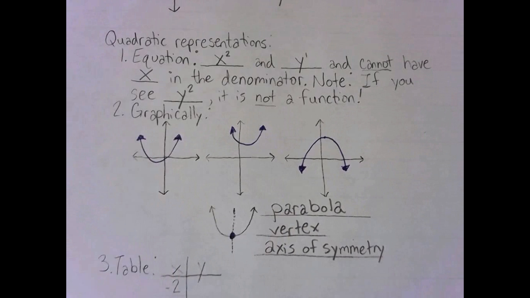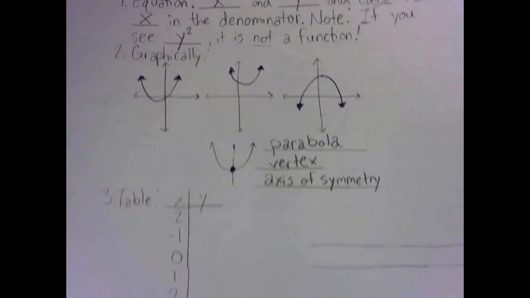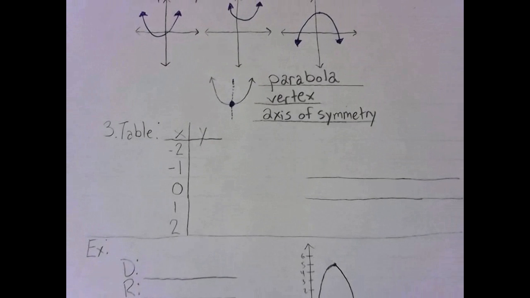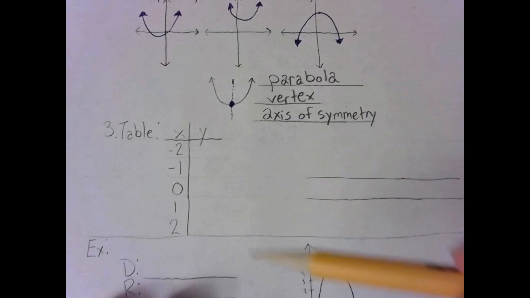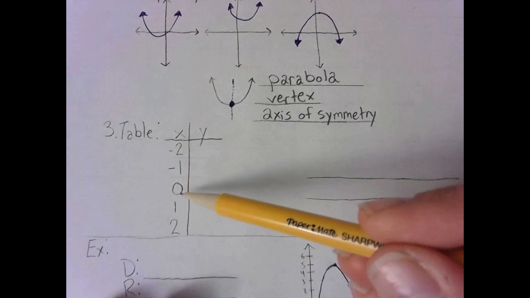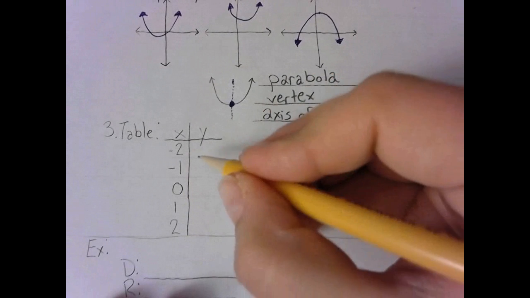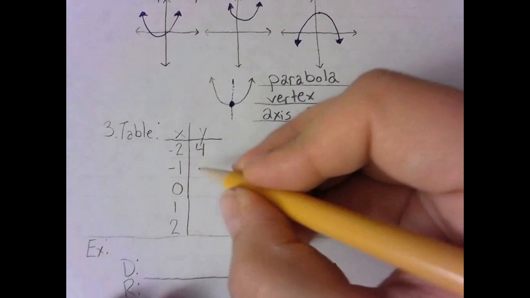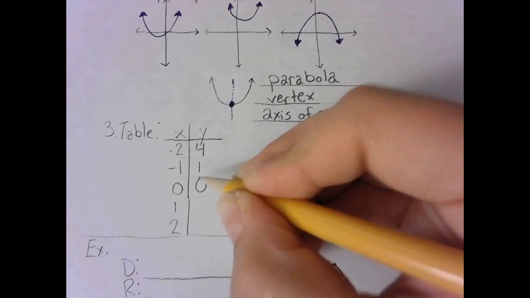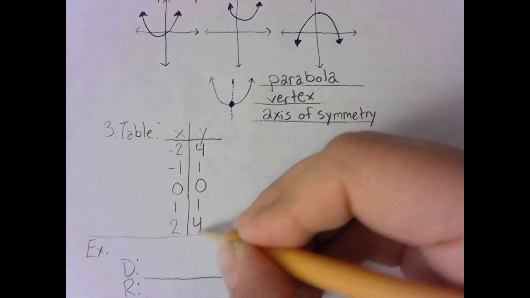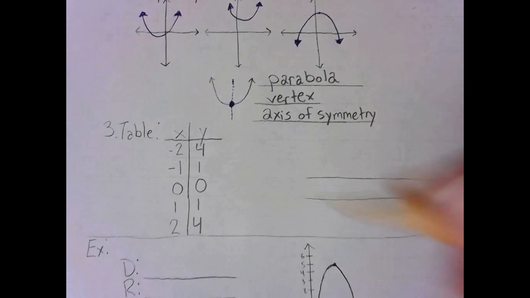All right, one more type of representation. We got the table. Let's fill in this table. I've given you the x's: -2, -1, 0, 1, 2. Let's say the y's are 4, 1, 0, 1, 4. And if you put down a graph, you'll see that that makes a parabola.